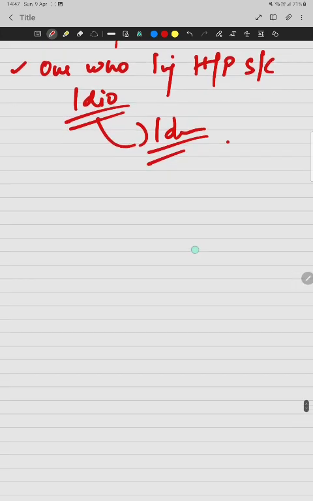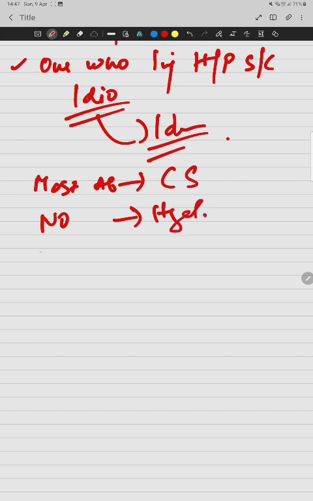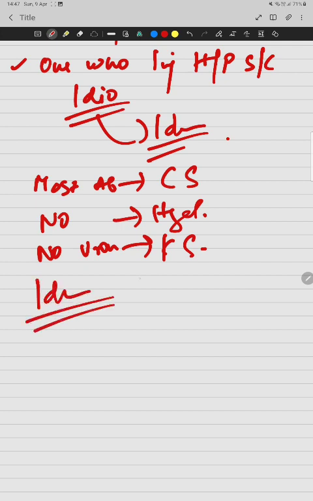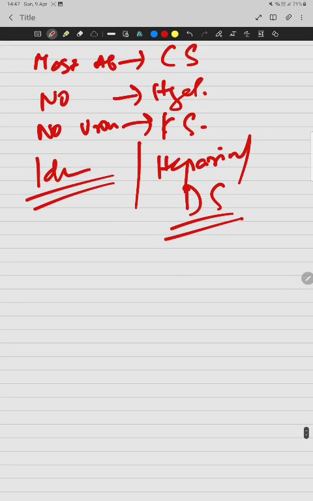That's all. So what are all the pointers you have to remember? Most abundant, it is your chondroitin sulfate, we know. Chondroitin sulfate is present in cartilage, bones and so on. Next, no sulfation, no acetylation, that is your hyaluronic acid. And there is no uronic acid, that means keratan sulfate. Iduronic acid, idiot, that is your heparin. And your dermatan sulfate, that's all. Okay, so these are your one-liner points you should be knowing.